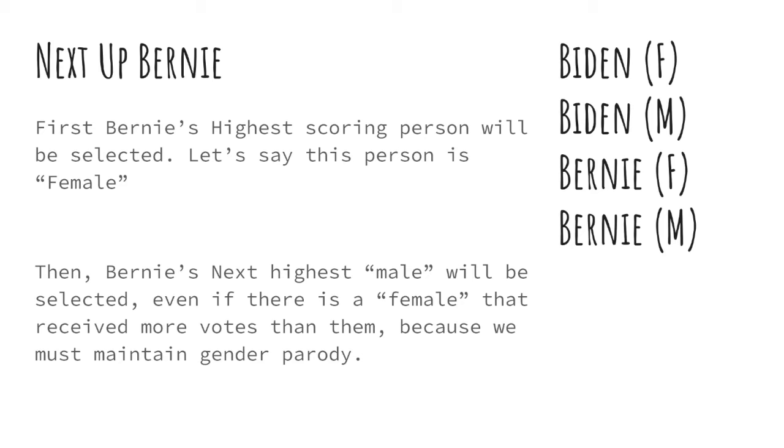Next up, Bernie. First, Bernie's highest scoring person will be selected. This is whoever his highest scoring person is. Let's say this person is female. Next, Bernie's highest scoring male will be selected, even if there is a female that received more votes than them, because we must maintain gender parity.